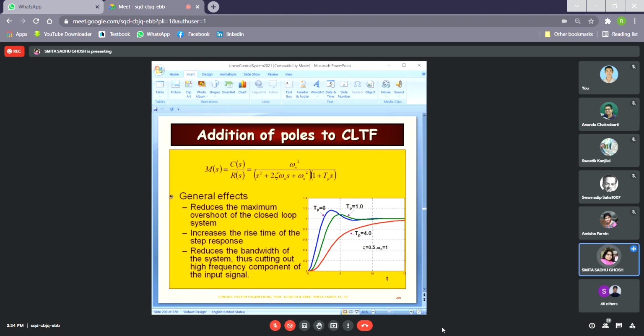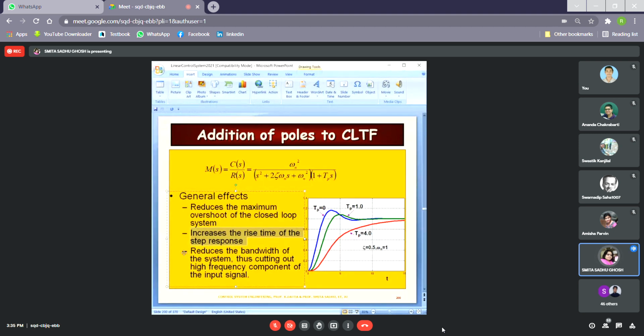So the general effects of addition of poles to the closed loop transfer function are, number one, reduction in the maximum overshoot of the closed loop system. Basically, without the additional pole to the closed loop transfer function, this was the response, whereas addition of the pole has made the maximum overshoot decrease, and increasing the value has decreased it still further, right? Similarly, the second thing that you note over here is that it increases the rise time of the step response. That is evident. The response has become slower.